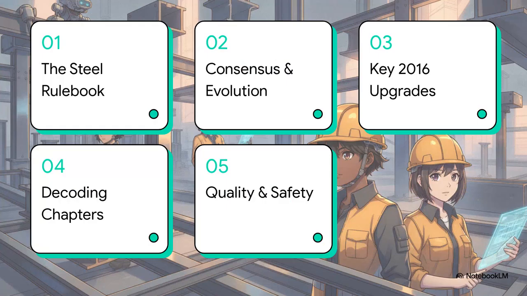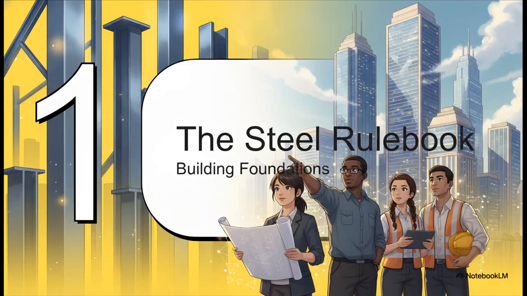To guide us through this, we've broken our explainer down into 5 key areas. 1. The Steel Construction Rulebook. 2. Consensus and Continued Evolution. 3. Key Upgrades in 2016. 4. Decoding the Design Chapters. And 5. Quality, Safety, and Survival. So, starting off with Section 1, the Steel Construction Rulebook, the foundation of the skyline.